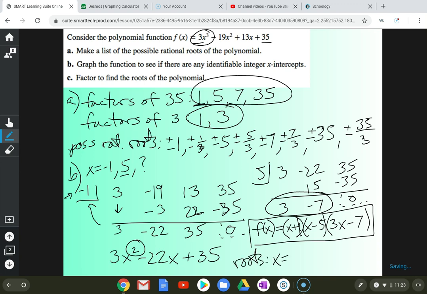are at x equals -1, 5. And if we set this last factor equal to 0, we get 7/3. And there's our 3 roots. So a little squishy, but we did it. All right.